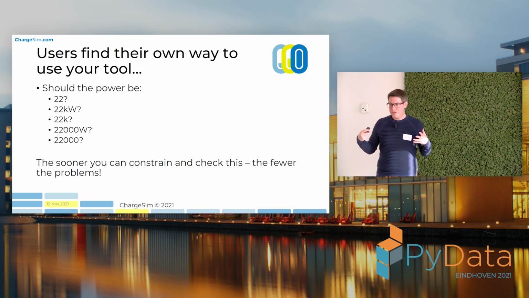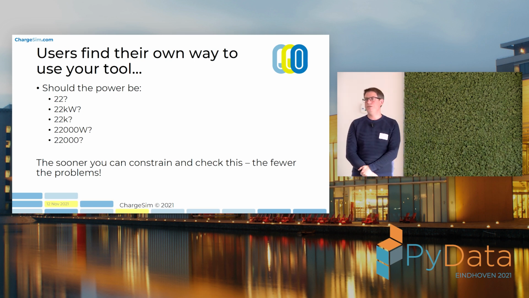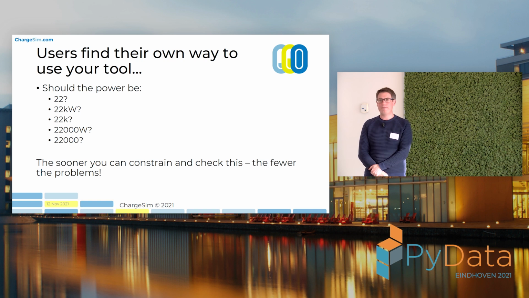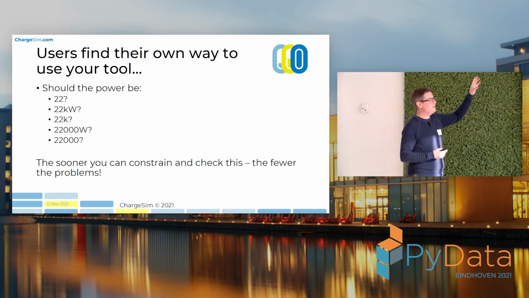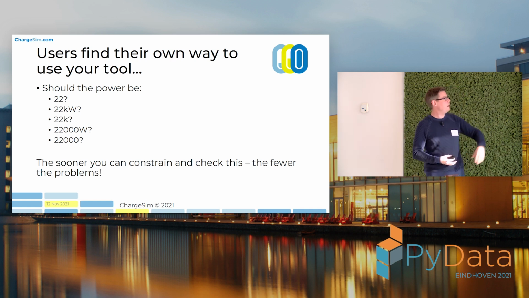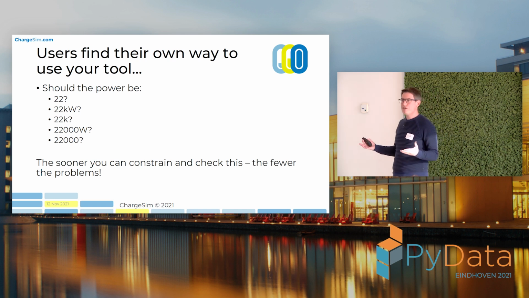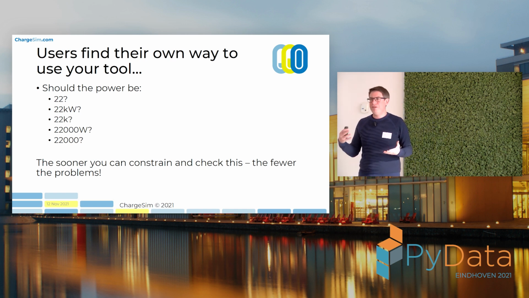So users tend to find their own way to use the tool, and I always get surprised by this. I give it to a user, and then they've figured out some other way that they can enter something in, and it could be really simple. It could be, we want to put in the power of the charger. Well, is it 22 or 22 kilowatts or 22,000? I mean, all of these could be valid, but if you don't check it, if you don't enforce it, if you don't make sure that, for instance, it's a number and not a string, these can turn into bugs.